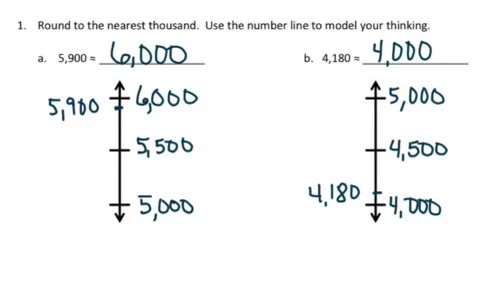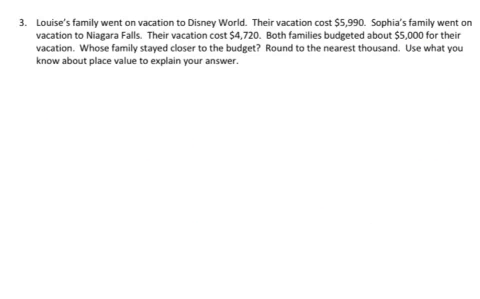Okay, now we're going to be looking at homework problem number 3, and it said, Louise's family went on vacation to Disney World. Their vacation cost $5,990. Sophia's family went on vacation to Niagara Falls. Their vacation cost $4,720. Both families budgeted about $5,000 for their vacation. Whose family stayed closer to the budget? Round to the nearest thousand. Use what you know about place value to explain your answer.